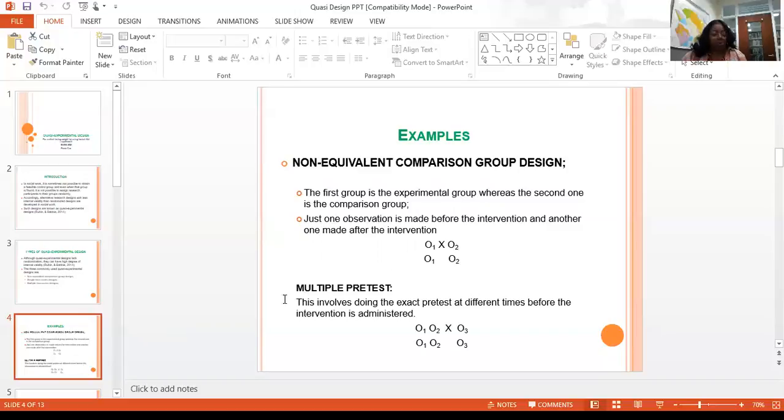Then there are the multiple pretests. The multiple pretests will help strengthen your internal validity. This involves doing the same exact pretest at different times before the intervention is administered. That way, it can be detected if a change is happening in one group and not the other.